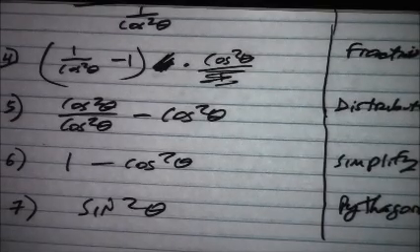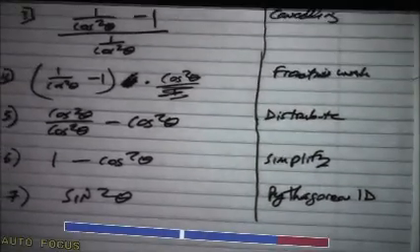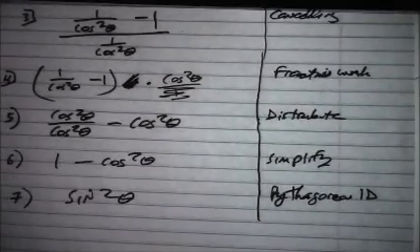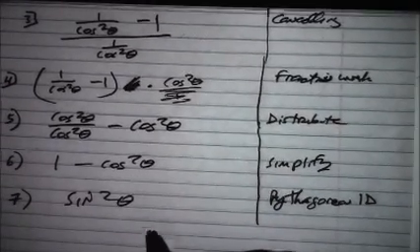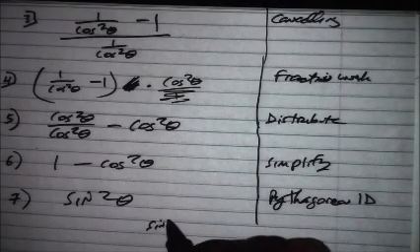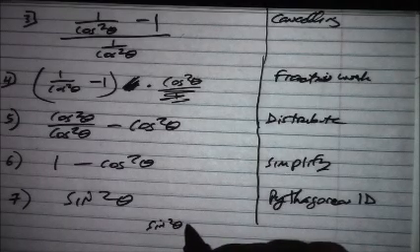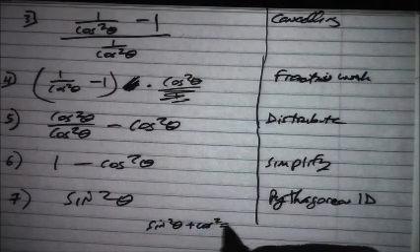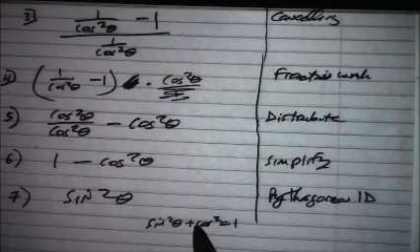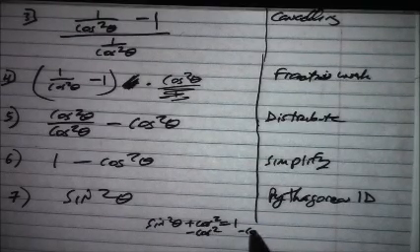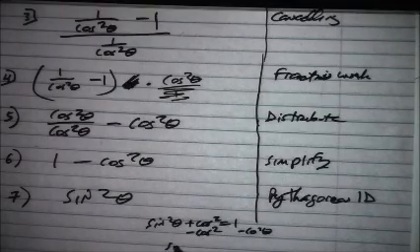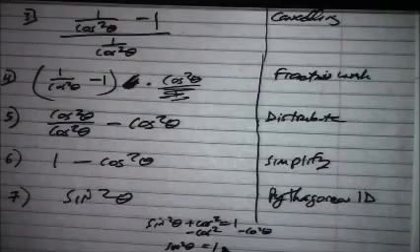Pythagorean identity. And that's the thing to recognize. Let me make that very explicit. Because we know that sine squared theta plus cosine squared theta equals 1, we can subtract cosine squared theta from both sides. So now sine squared theta is here by itself, and this is 1 take away the cosine squared theta.